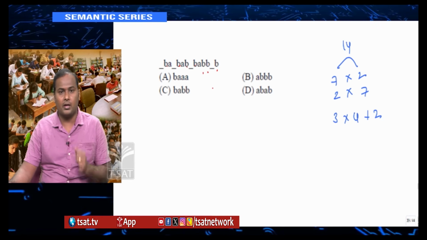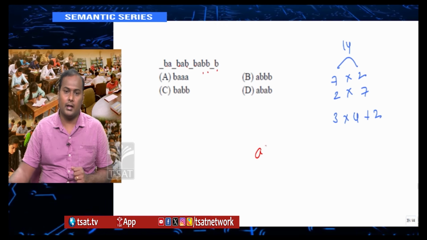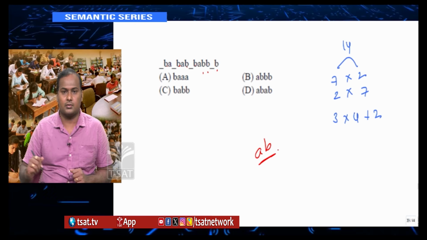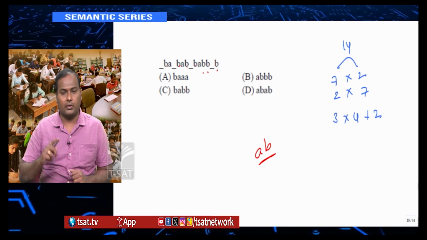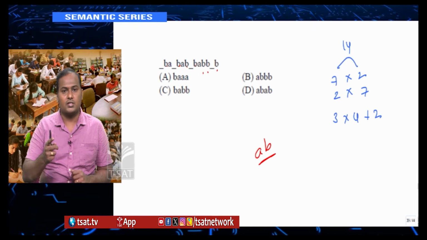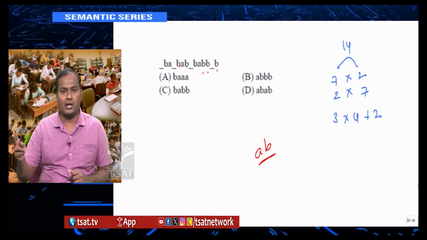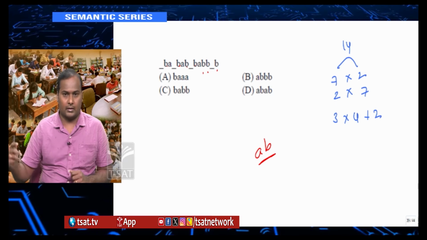Moreover, in this case, how many letters are there? Only 2 letters. What are those 2 letters? Only A and B. There is no C also. So the repetition will be in A and B only. So when the repetition is A and B only, I will try to fill with these 2 letters and find out whether I am getting any series or any repetition or any pattern.